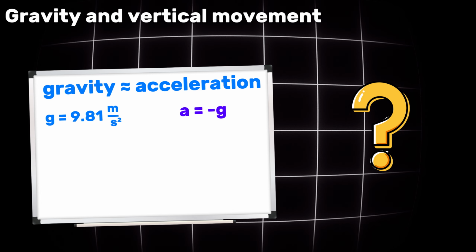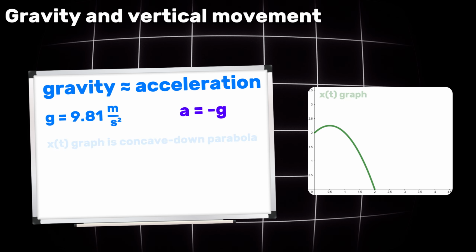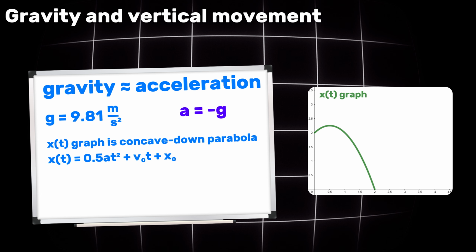But why do we use minus g and not just g? Well, when we look at gravity, it pulls you down, so the x of t graph will decrease until you hit the x-axis, or in other words, the ground. The only way a parabola will decrease on the right side of the vertex of the parabola is when the highest degree term is negative. That's why we use minus g in our formulas and not just g.